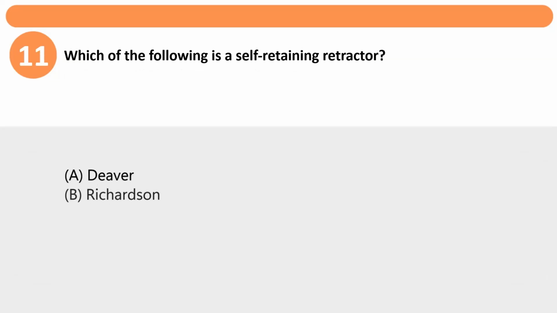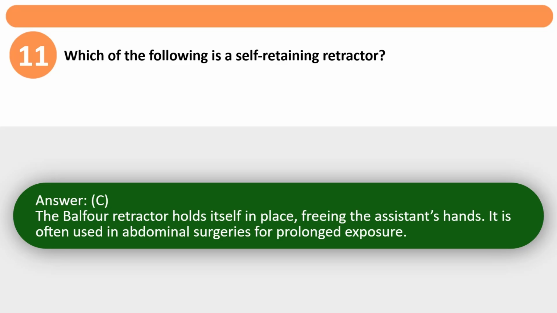Which of the following is a self-retaining retractor? A. Deaver. B. Richardson. C. Balfour. D. Sen. Answer: C. The Balfour retractor holds itself in place, freeing the assistant's hands. It is often used in abdominal surgeries for prolonged exposure.